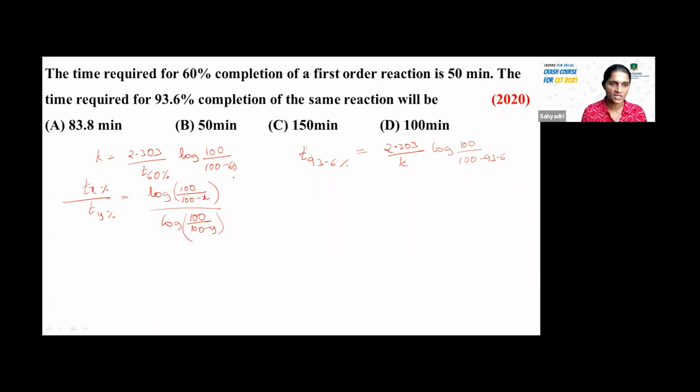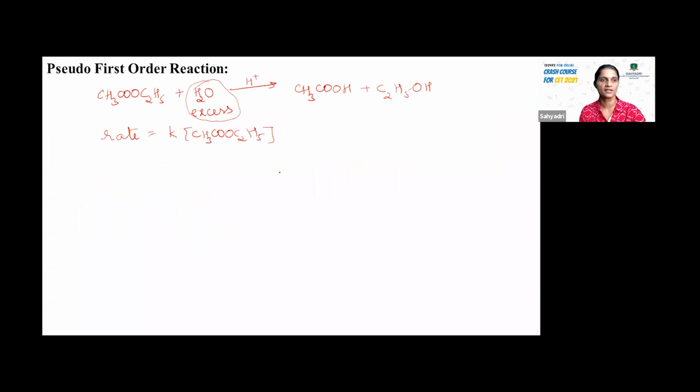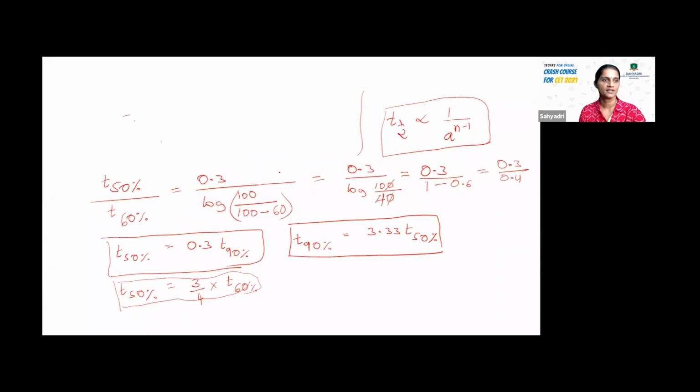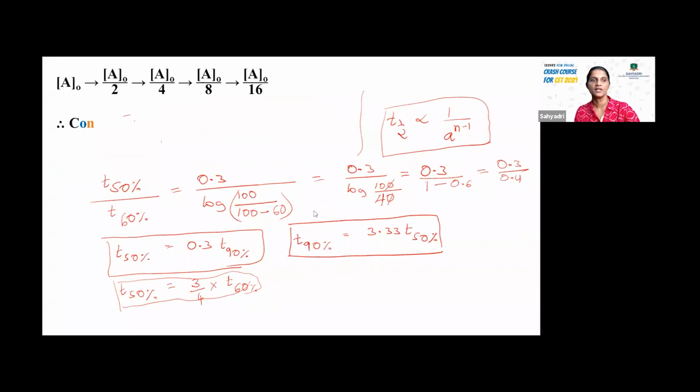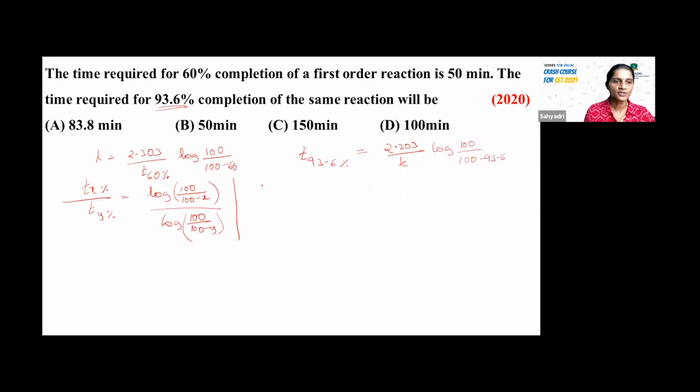Now we shall go for the same one, because 93.6% is something very, very close to 93.75%. It is four times the T half, right? Four times the T half. Now we will go to that four times the T half. So T 93.6% is four times the T 50%.